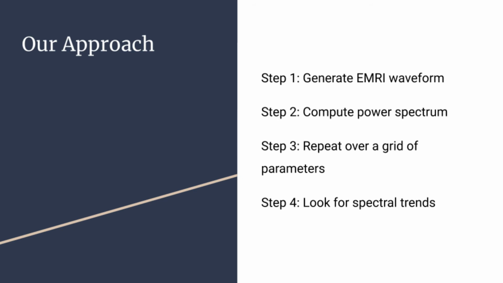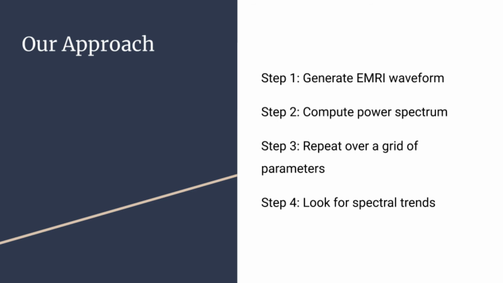That brings us to how what we're trying to do differs from what Drasco did. Ultimately, our goal is to produce a data product that can be easily interpreted and can be used across the field to understand EMRI science. In our approach, we're starting with a gravitational waveform, looking at a short segment for which the adiabatic approximation holds, and taking a Fourier transform to compute the power spectrum. We then do this over a grid of astrophysical parameters like inclination, black hole spin, etc., and look for trends in spectra.